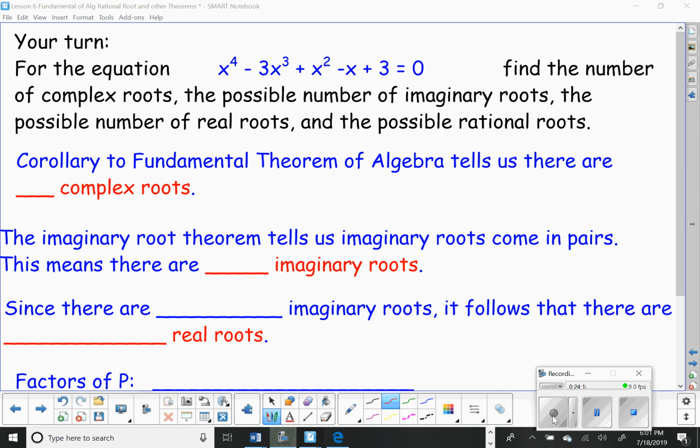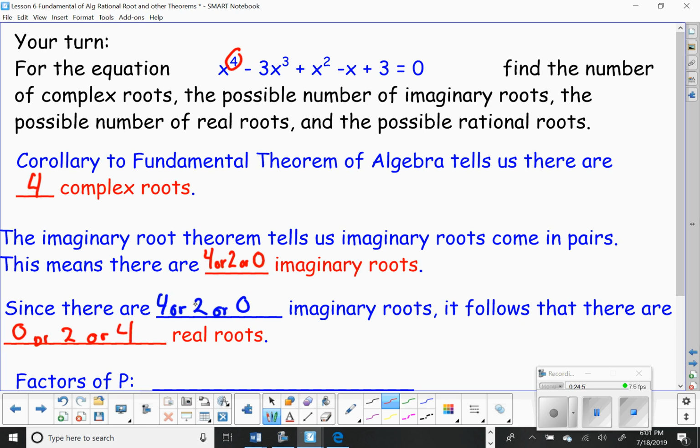So you're back. Well, for the equation x to the 4th, notice that this means that we're going to have 4 complex roots. We've got the 4 right here. The imaginary root theorem tells us that imaginary roots come in pairs, so there must be 4 or 2 or 0 imaginary roots. Since there are 4 or 2 or 0 imaginary roots, it follows that there must be 0 or 2 or 4 real roots.